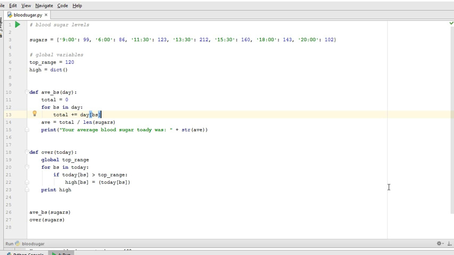So I'm using a 24-hour clock as the assumption here because that makes things a little easier than AM or PM. And I have paired levels. Now you'll notice I'm pairing a string with a number. So this is sugars. This is my blood sugar level.